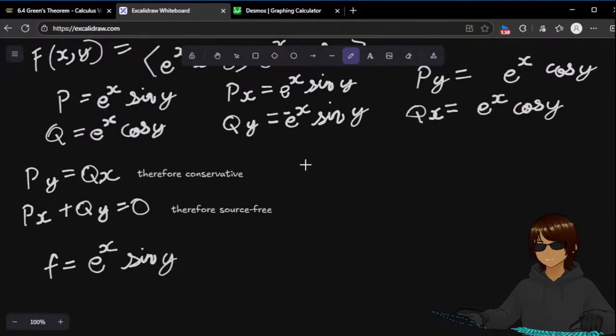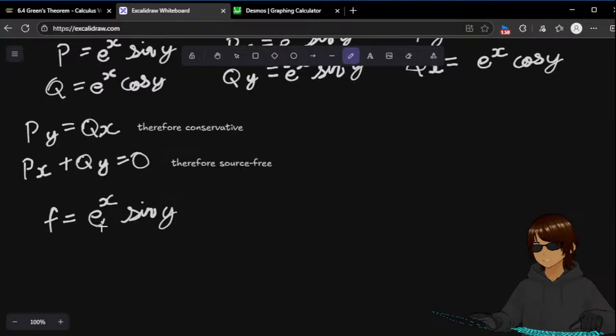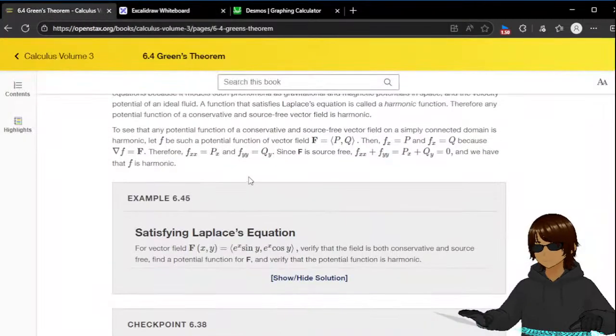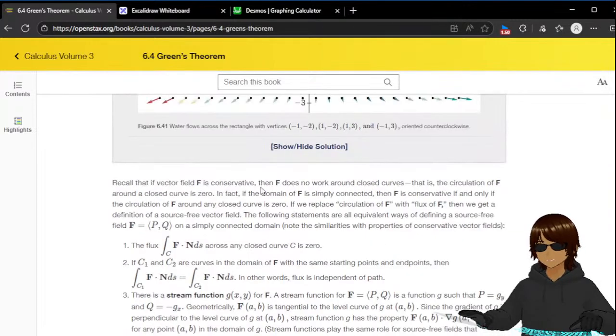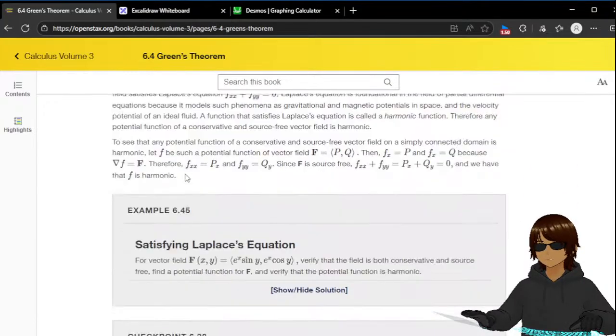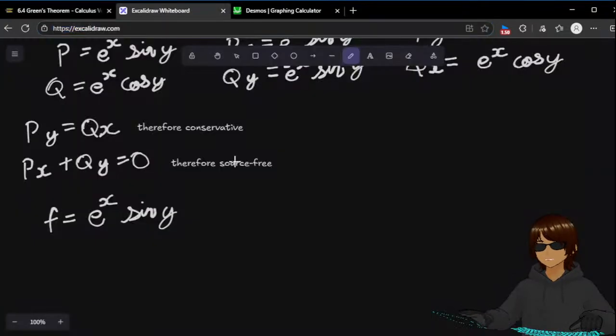Now we need to show that it's harmonic. How do we show this? Px plus Qy is 0, so therefore it is source free and f is harmonic, right? This shows it's source free and that the potential function is harmonic.